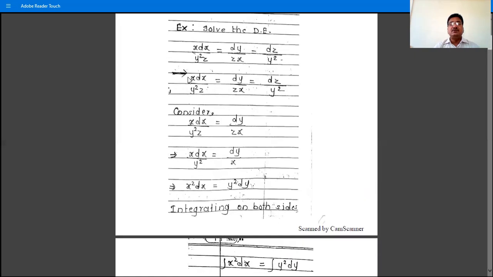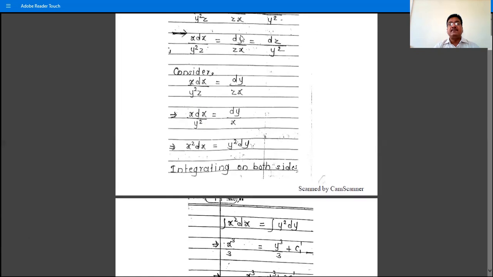So consider the first two ratios, first two fractions, that is x dx by y square z, dy by zx. Then what happens? If we cancel z, then we have x dx by y square, dy by x. That is, the first method is applicable because one variable is now cancelled, and then we have only two variables. If we observe this equation, there is no z, only dx and dy, and all are functions of x and y.